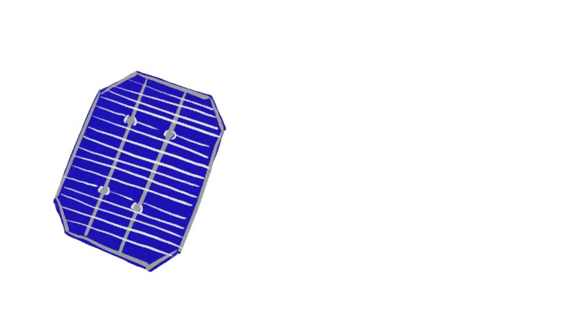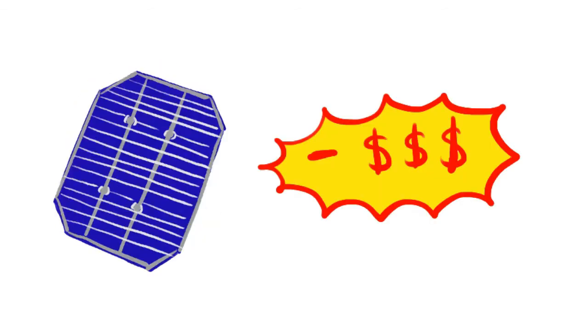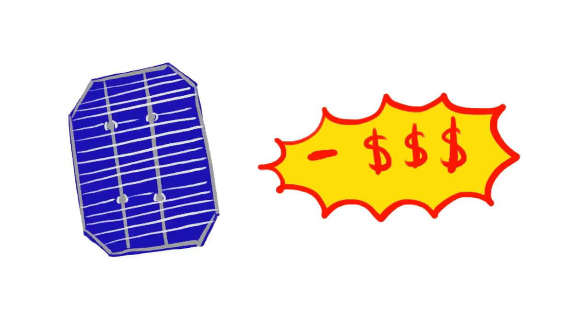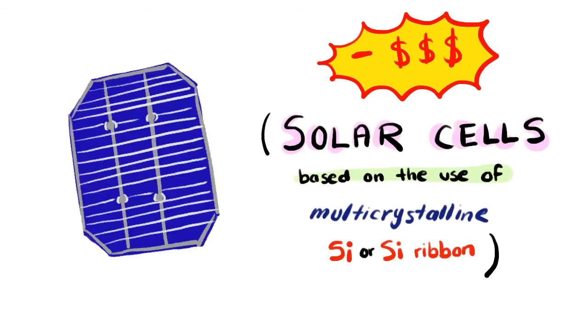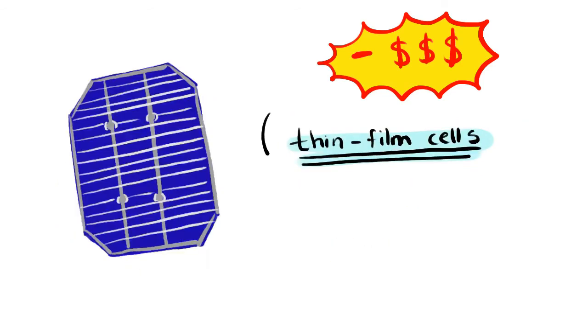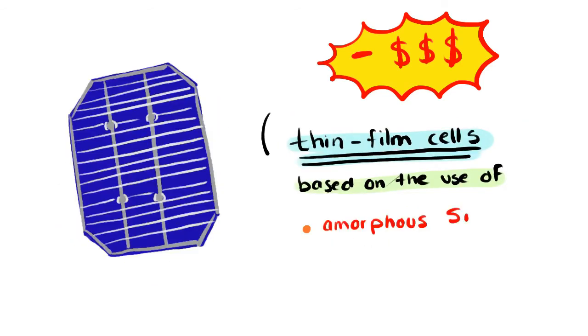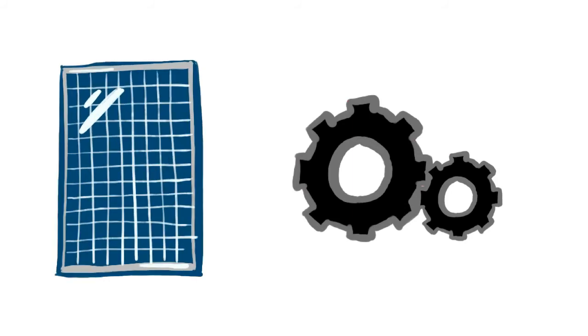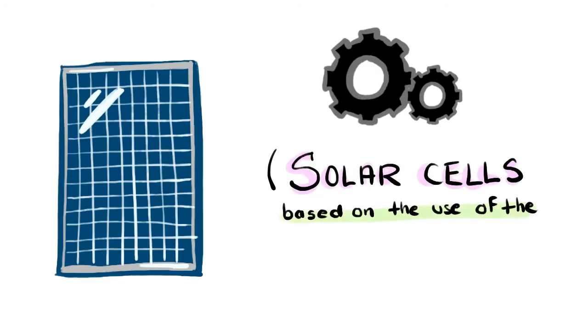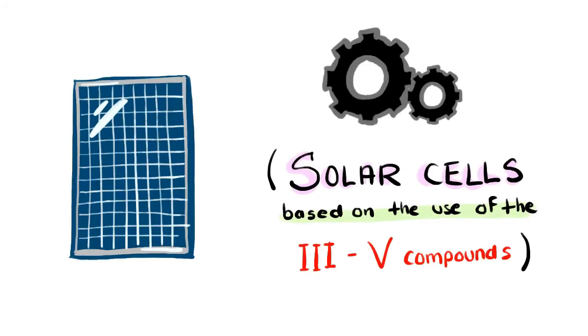Other cell types have been developed that compete either in terms of reduced cost of production, solar cells based on the use of multicrystalline Si or Si ribbon, and the thin film cells based on the use of amorphous Si, CdTe, or CIGS. Or in terms of improved efficiencies, solar cells based on the use of III-V compounds.